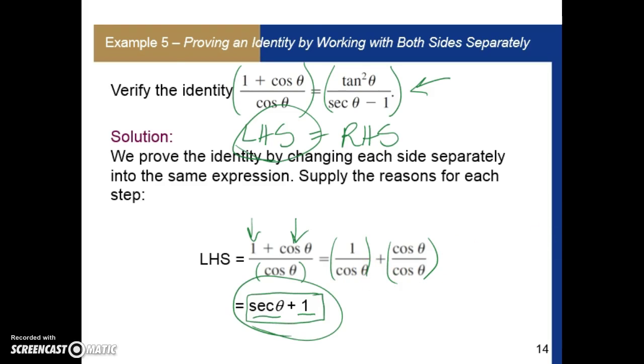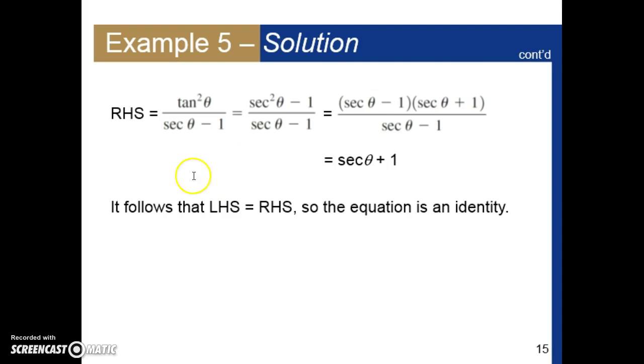So let's go over to our right-hand side and see what we can do with it, see how we can manipulate that. The tangent squared of theta is equivalent to secant squared of theta minus 1. We've used a Pythagorean identity that says the tangent squared is equal to secant squared minus 1. We haven't done anything in the denominator. We leave it alone.